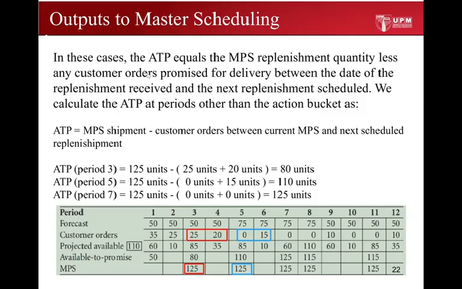Like this, we can calculate period 5, period 7, period 8, and period 11. In period 5, the MPS shipment is 125 units, minus customer orders between the current MPS and the next scheduled replenishment. So look at this figure. We can see 0 units in period 5 plus 15 units in period 6, so 125 minus 15 equals 110 units. This is the ATP in period 5.